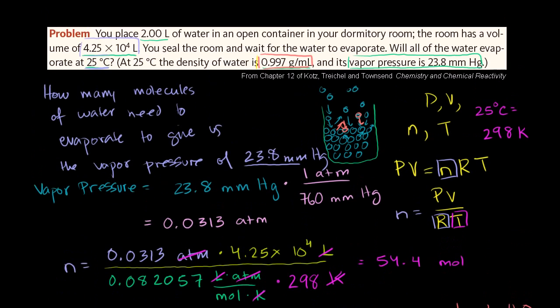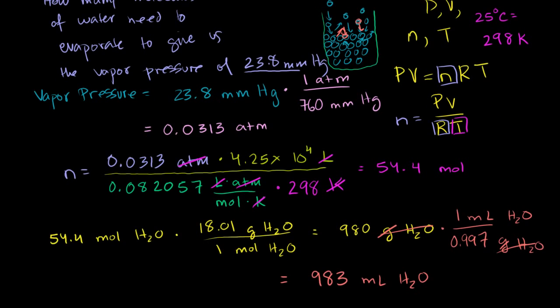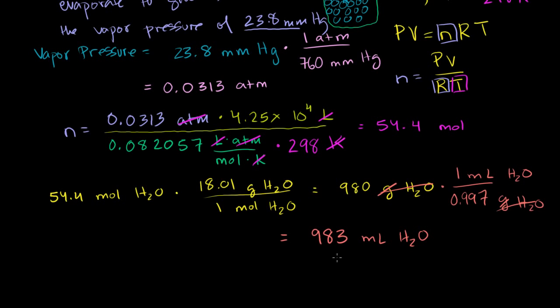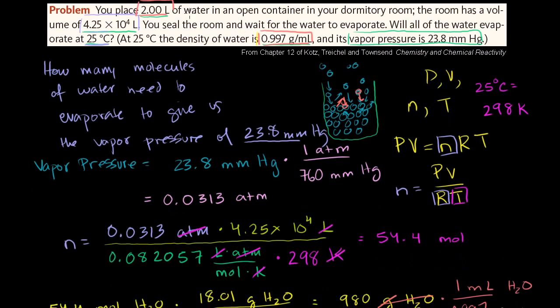So going back to the question, we figured out that 983 milliliters of water will evaporate. The question was that we placed 2 liters of water in an open container. So we just figured out that only 983 milliliters of that will evaporate. That's a little bit less than a liter. So this is a little bit less than 1,000 milliliters, and this is 1 liter. So a little bit less than half of this will evaporate for us to get to our vapor pressure. So to answer our question, will all of the water evaporate at 25 degrees Celsius? No, assuming the room is sealed well. No, all of it will not. Only a little bit less than half of it will.